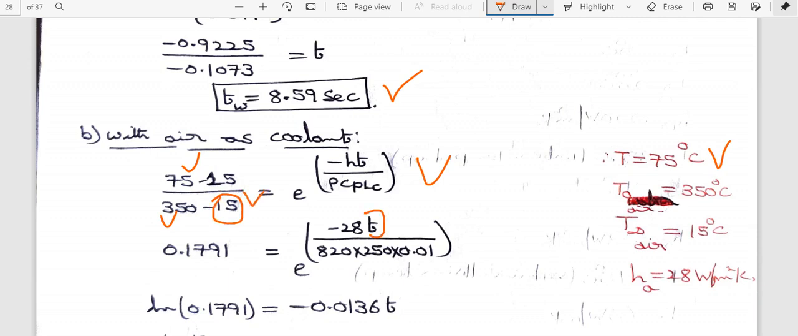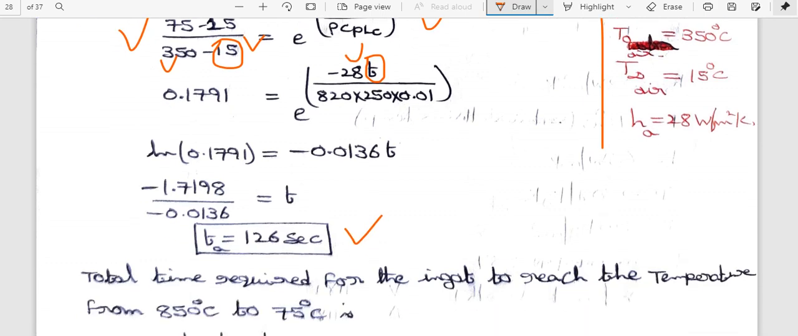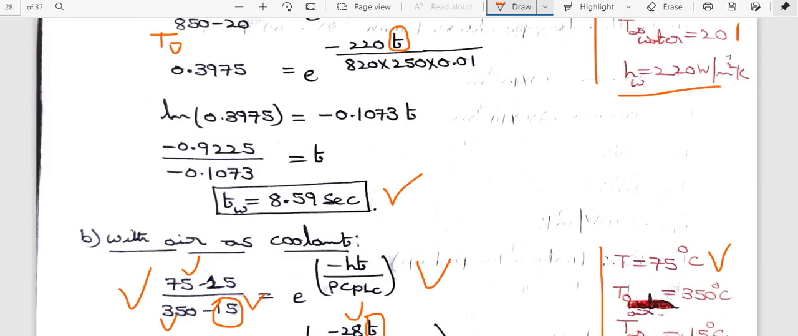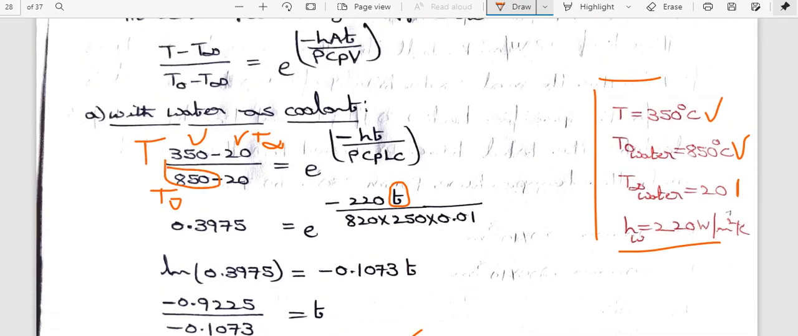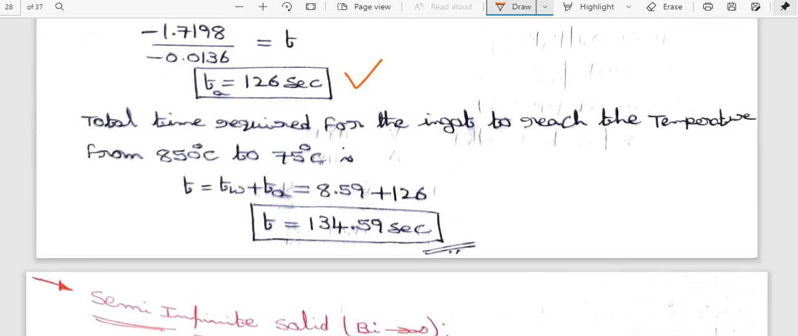So here the time factor is also an unknown parameter. Here the h value is different, 28. So after substituting all these values in this formula, t is equal to 120 seconds. The total time required for the ingot to go from 850 to 75 degrees: to reach from 850 temperature to 75 temperature, the time t is equal to t water plus t air. So here small t is the time. The water time value is 8.59 and the air time value is 126 seconds. So here t is equal to 124.59 seconds.